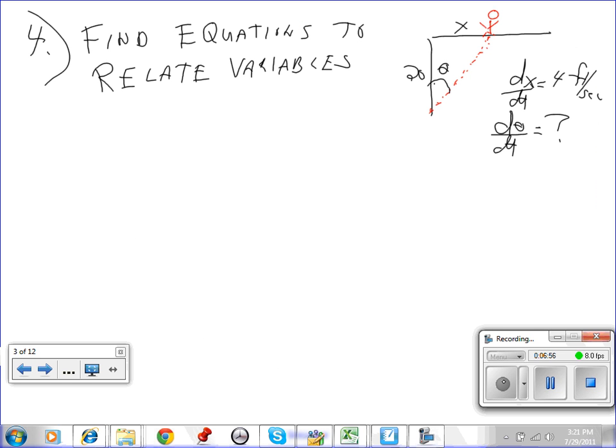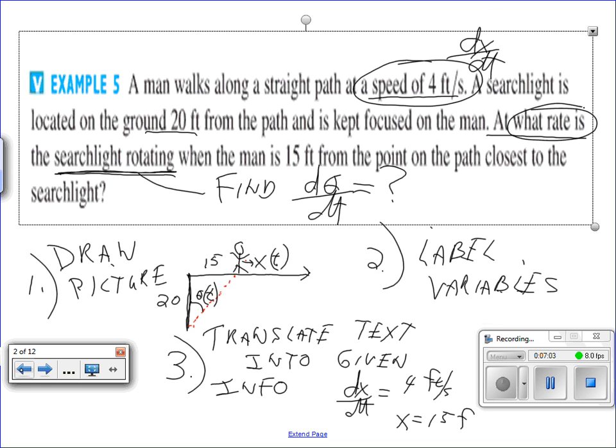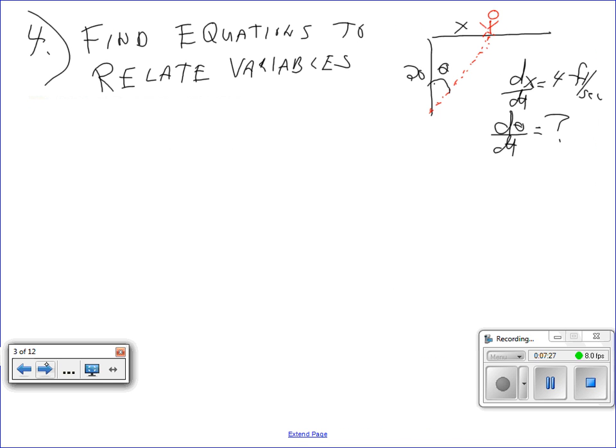Okay, we're going to continue on this problem, and I got a new page. Now remember, we read the text and translated it. We drew a picture, got a good picture. We labeled the variables: we labeled this as x, and we labeled the angle as theta. We put in our fixed distance of 20. And we also wrote down what we know. We know dx/dt is 4 feet per second. x is 15 feet.